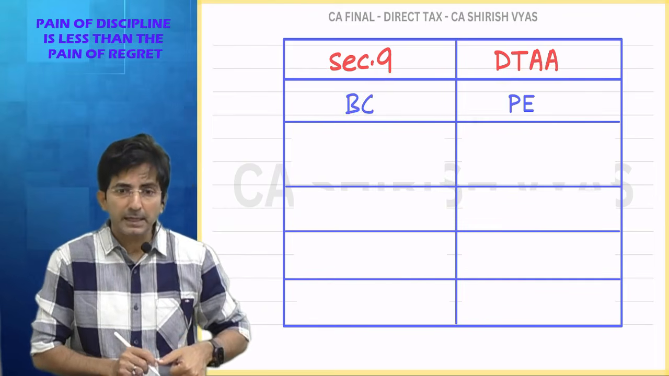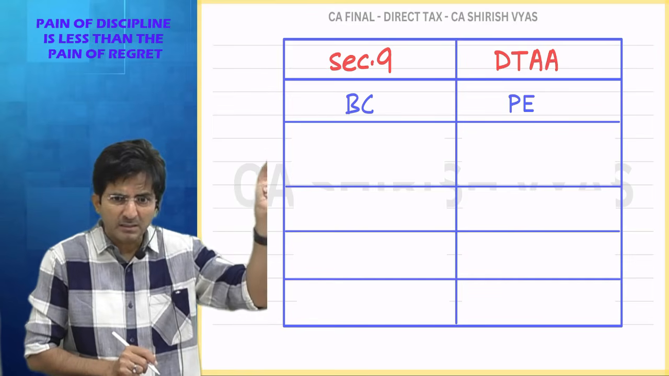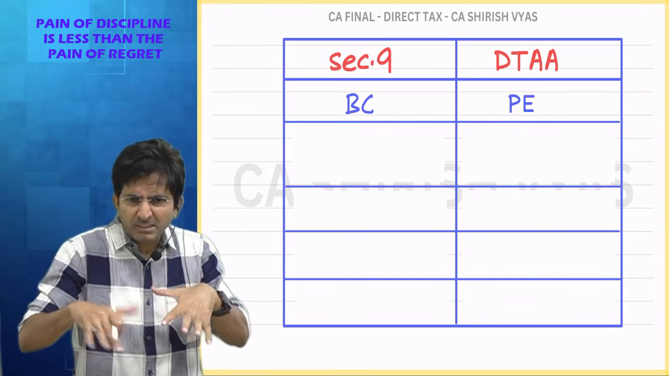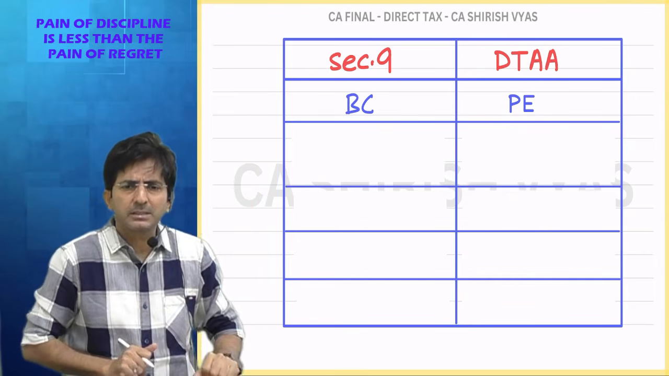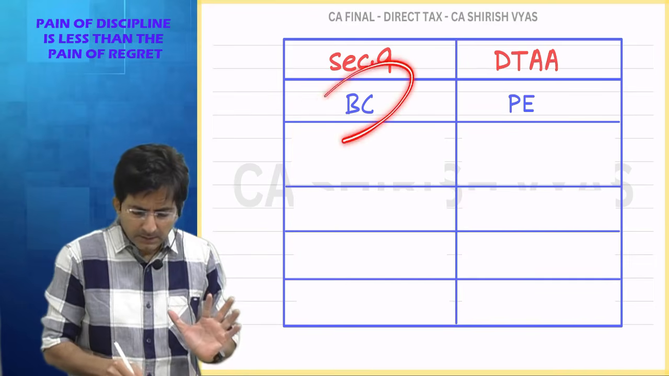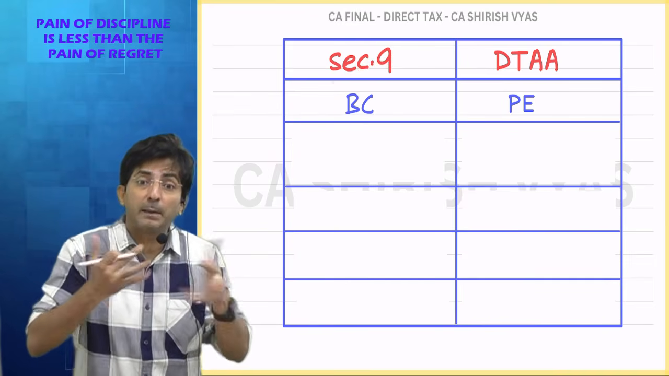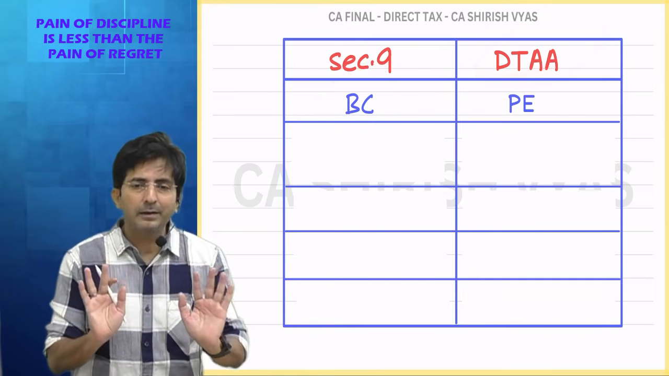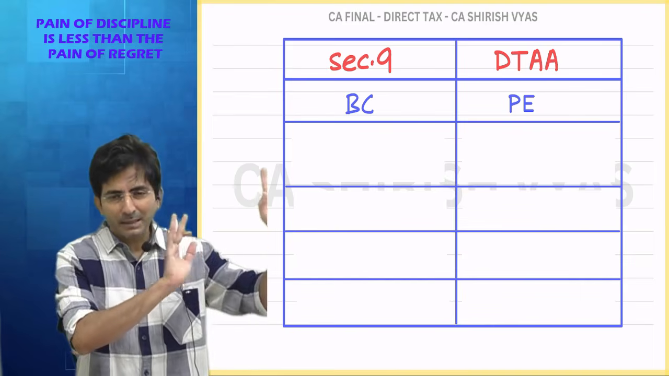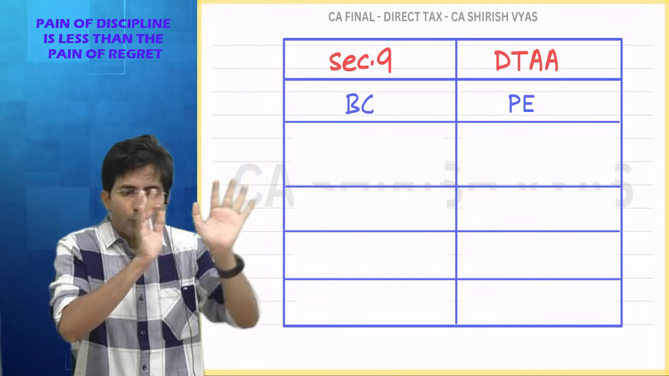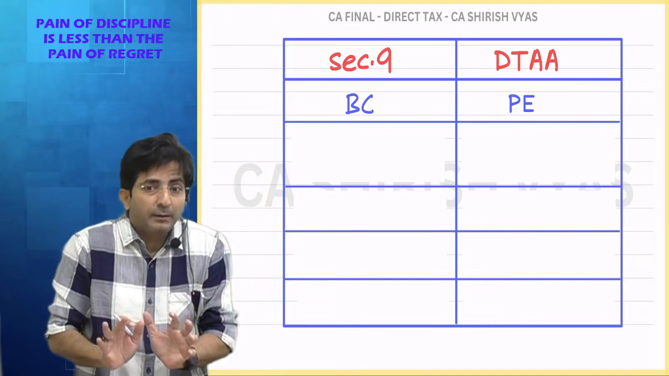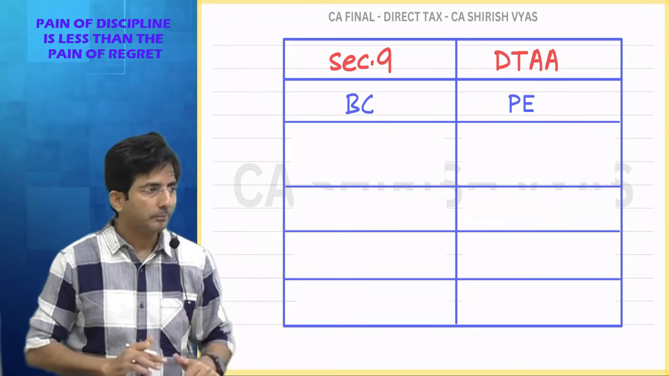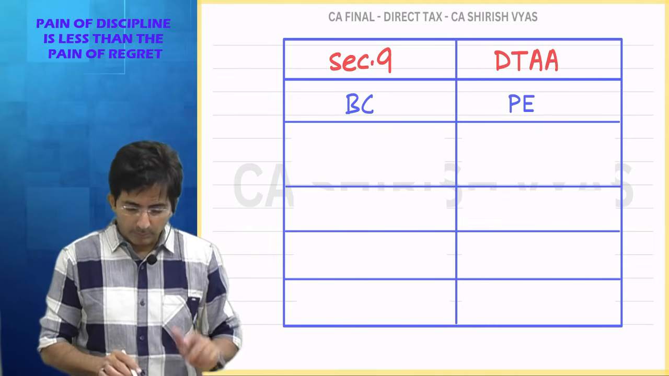You know what Section 9 says? Singaporeans, Chinese, Japanese people, if you have any business connection in India, you will be taxed. And what is business connection? They have not explained it in detail. They have kept it vague. But DTAA is very clear. It says Singaporean, Japanese, Chinese, only if you have a PE in India, you will be taxed, and PE is properly defined also. So this is the first difference.